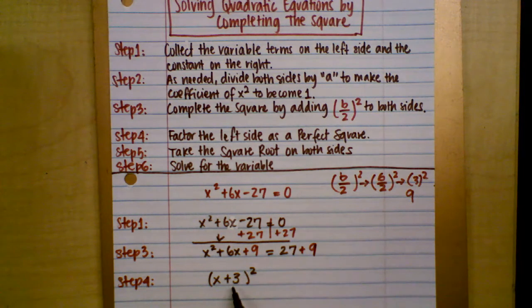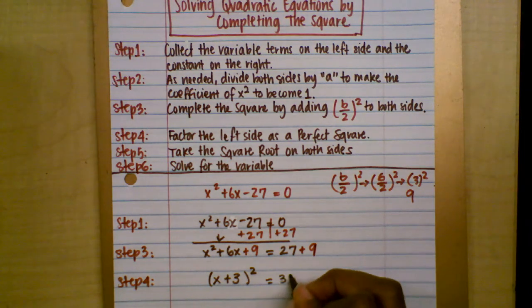How do I get the number to write after the x? You take the b, which is positive 6, half of it is positive 3. If it were negative 3, I would put a negative 3 right here, but since the b is positive, you have plus 3. The right side is equal to 27 plus 9, which is 36.